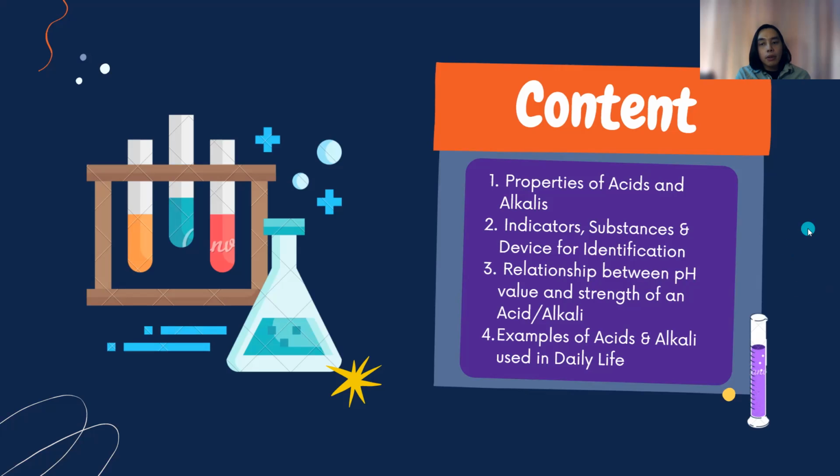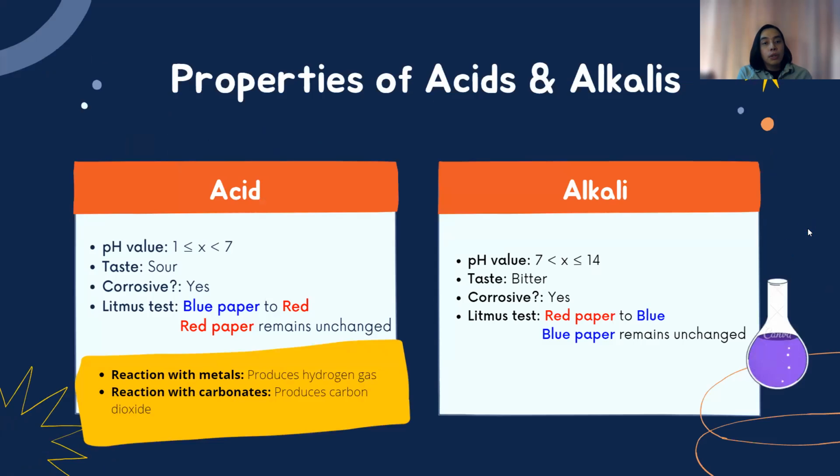So first, we go to the properties of acids and alkali. First, we will talk about their pH values. For an acid, it will have a pH value of less than 7 and down to 1, while alkali will have a pH value of more than 7 but up to 14. Now when it comes to taste, acids will have a sour taste while alkali will have a bitter taste.